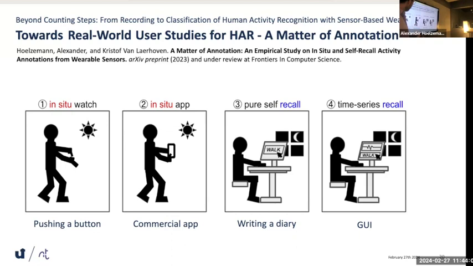For the in situ app, we asked them to install an app called Strava, which is a commercial app. People that are tracking their activities might know this app. So it's basically a timer that runs until you stop the timer again. For pure self-recall, the people were asked to write a diary at the end of the day, so sit down at the desk and write down what they did and when they did it.